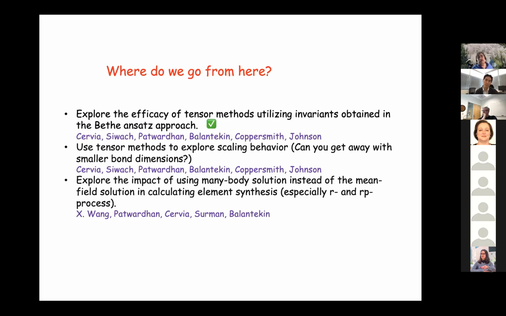In order to do that, we use invariants obtained in the Bethe-Ansatz approach. You can obtain these invariants, which are equations of motion, only from the Bethe-Ansatz approach, but once you know what they are, you can use them in the tensor methods or the Runge-Kutta approach and so on. That one we finished. When I say we finished, it was on the arXiv yesterday. And the next step, of course, is using tensor methods to explore the scaling behavior.